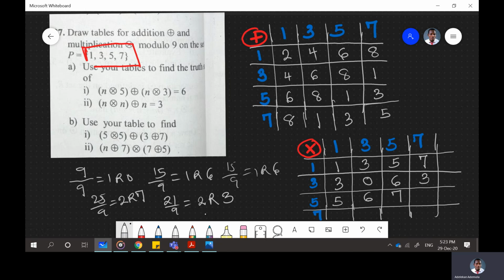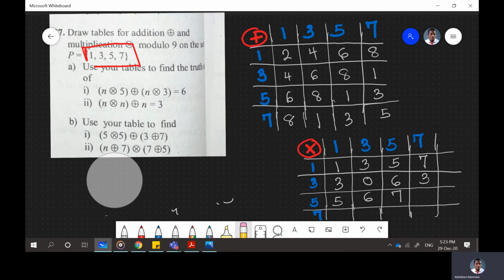5 times 7 is 35. Let me clean up this rough work here. 35. So 35 divided by 9. How many 9s can we get in 35? 9 times 4 is 36. So that is 3, remainder 8. So the answer to this is 3.